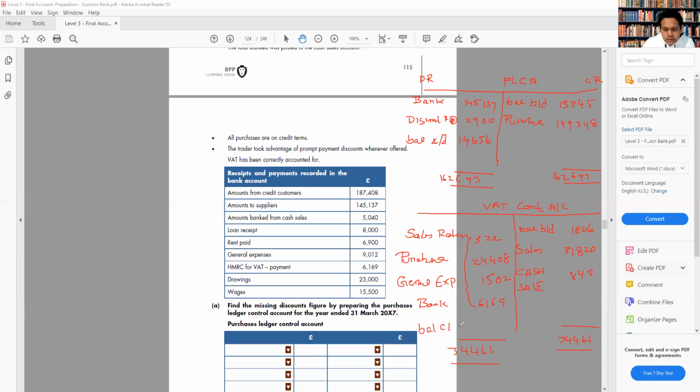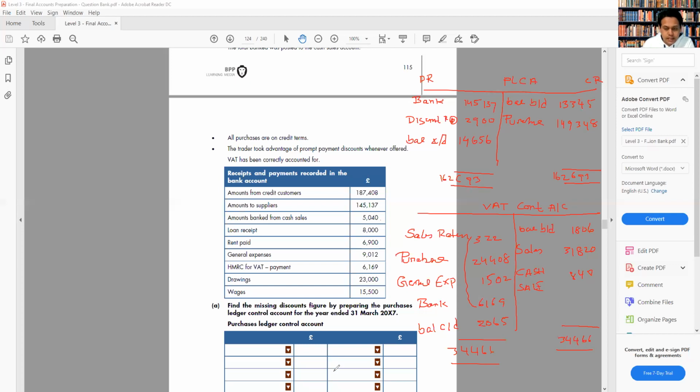Balance CD. This is the question asking to find the balance CD, the closing balance, and that is 2065. So this is basically the VAT control account. So credit side is all the liability increase and debit side all the liability decrease, and liability minus the claim will give you the difference of balance CD. All right, so let's move on.